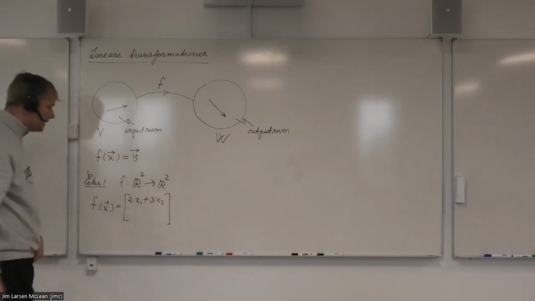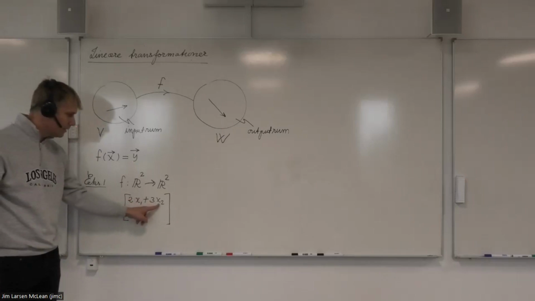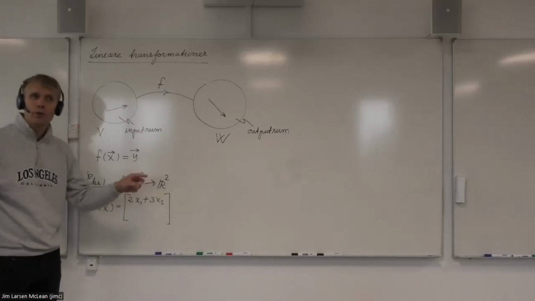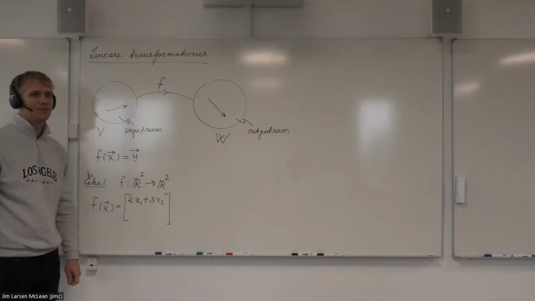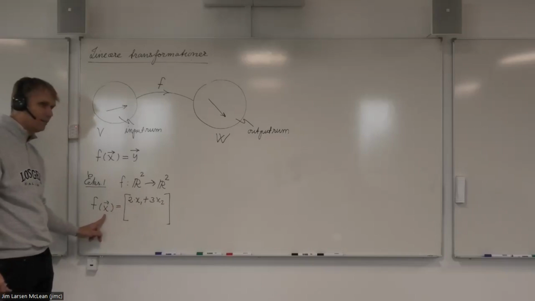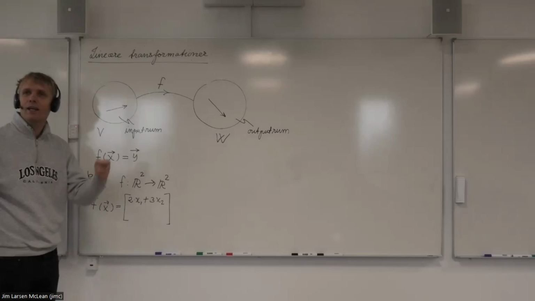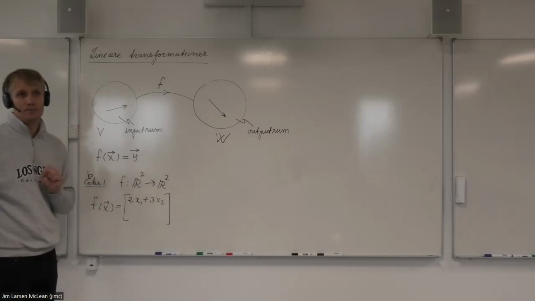But there is a very good reason that it does not say 2 times x1 squared plus 3 times x2 to the 5th, because if it did, it would not be a linear transformation. When the only thing that happens to the coordinates of the input vector is that they are multiplied by constants and added together, we call the corresponding transformation linear.